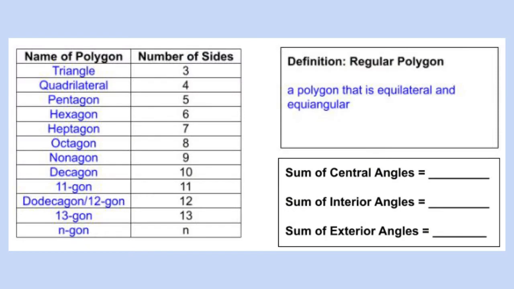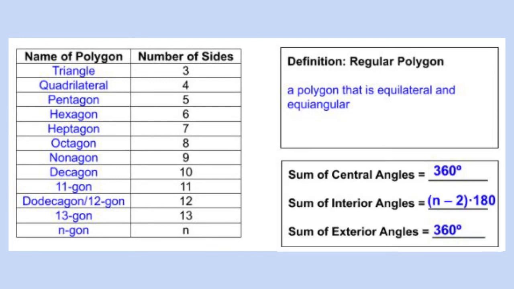Okay, so now it's time for us to fill in some more notes, and we're going to take quite a few notes coming up later. The big ones that I want you to fill in right now are just the sum. So central and exterior angles, it's just 360, pretty simple there. The one that seems a little bit more complicated is the one with the formula n minus 2 times 180 for interior angles. And just keep in mind that n stands for the number of sides.